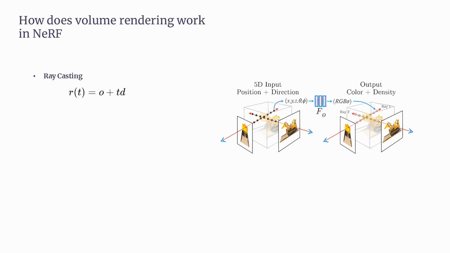As the ray moves through the scene, we sample multiple points along the ray at intervals. These points are either fixed at regular distances or adjusted adaptively depending on the scene's complexity.